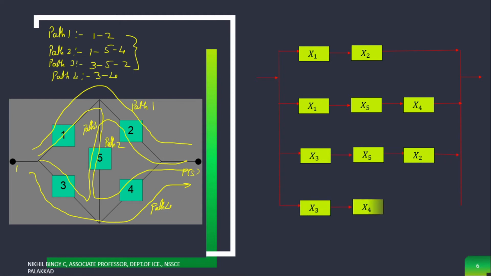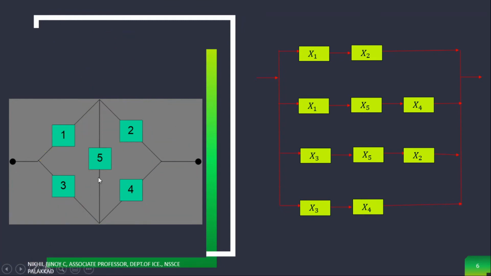Then X3, X4. Means if you have a bridge configuration, this configuration is known as bridge configuration, then redraw the bridge configuration into the parallel configuration. So here we have 4 parallel paths, right? So this one is redrawn into 4 parallel paths. Now find the reliability of this parallel path, the system reliability of this reliability block diagram. Please note this one is the modified reliability block diagram of this bridge configuration. This one is a simple bridge configuration.